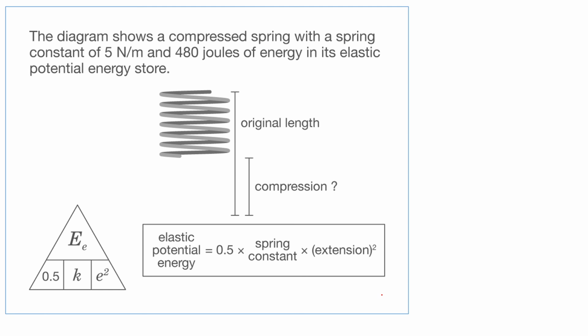Alright, the diagram shows a compressed spring with a spring constant of 5 newtons per meter and 480 joules of energy in its elastic potential energy store. What is the compression? Calculate the compression using the equation.